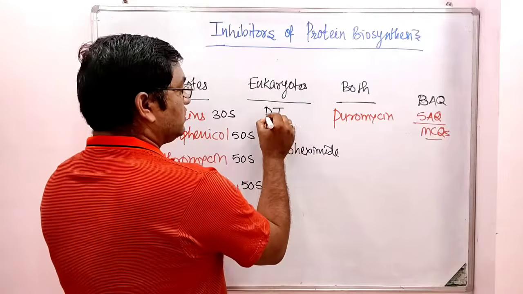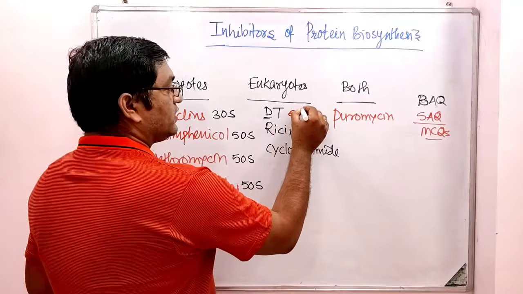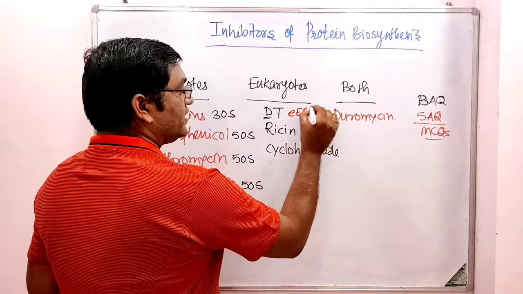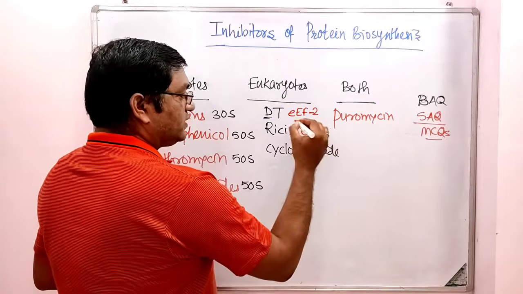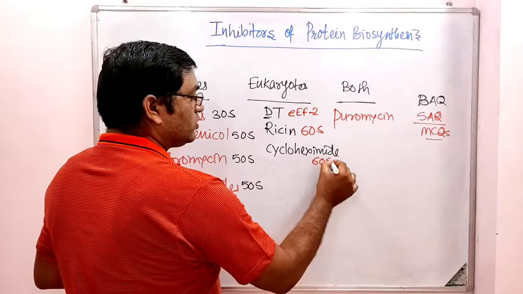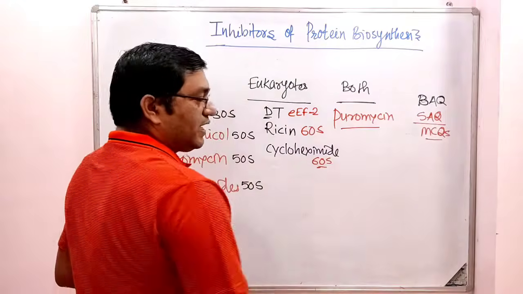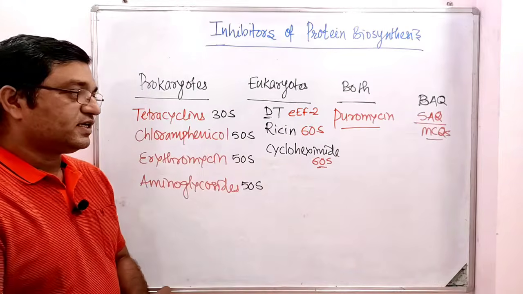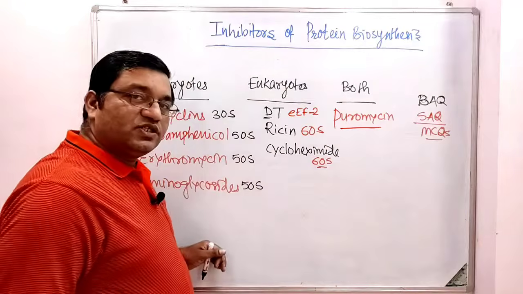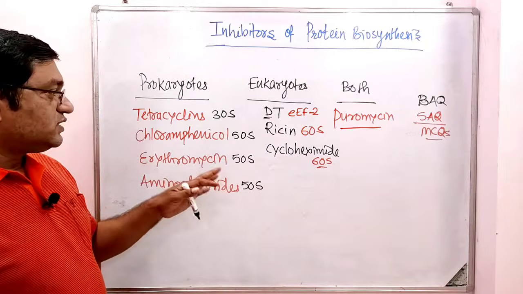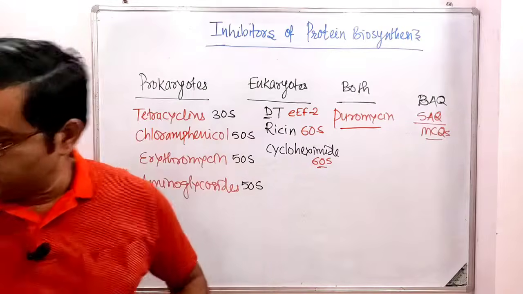Diphtheria toxin causes the ADP ribosylation of eukaryotic elongation factor 2 and inactivates this factor. Ricin binds with the 60S ribosomal unit, and cycloheximide binds with the 60S ribosomal unit and inhibits the peptidyl transferase activity. Puromycin is a structural analog of the tyrosinyl tRNA and it causes the premature termination of protein synthesis. So this is in short the mechanism of action of various drugs. Now we'll see one by one.